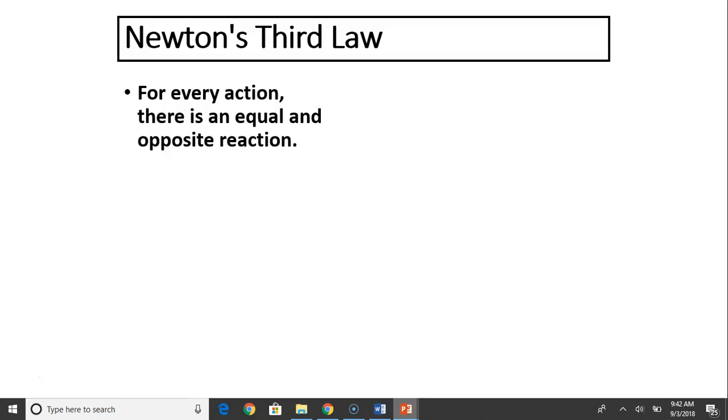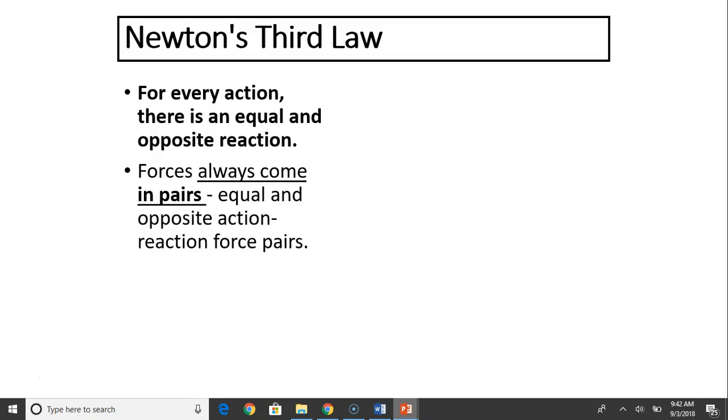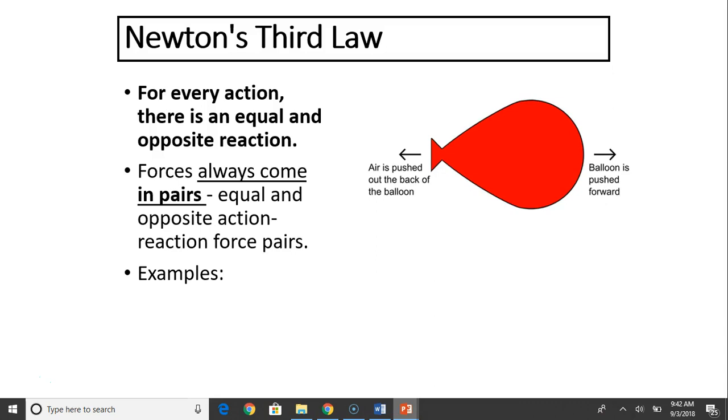Newton's third law states, for every action, there is an equal and opposite reaction. This means forces always come in pairs, equal and opposite action-reaction force pairs. Here are some examples. When a balloon is released, air is pushed out the back of the balloon, and the balloon is pushed forward. So the balloon pushes the air and the air pushes the balloon.